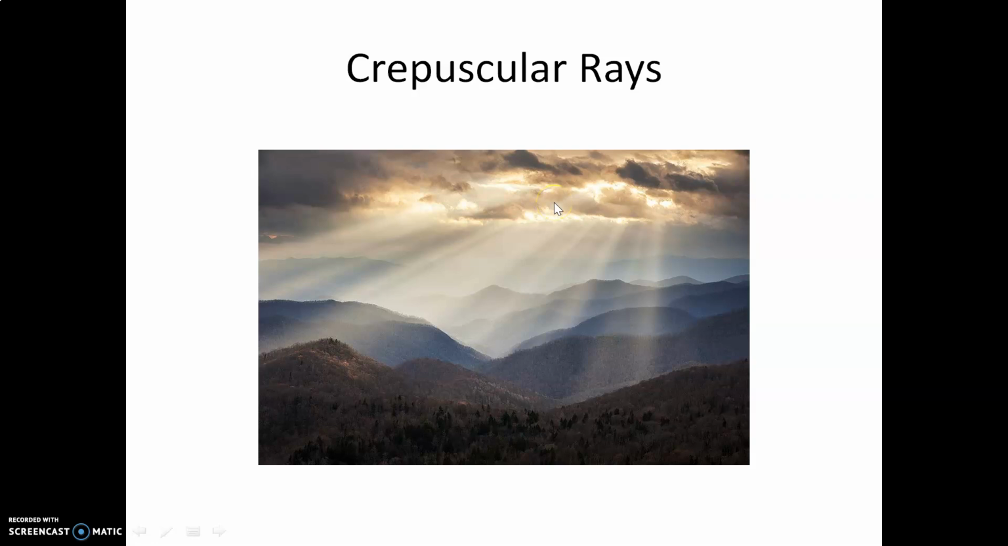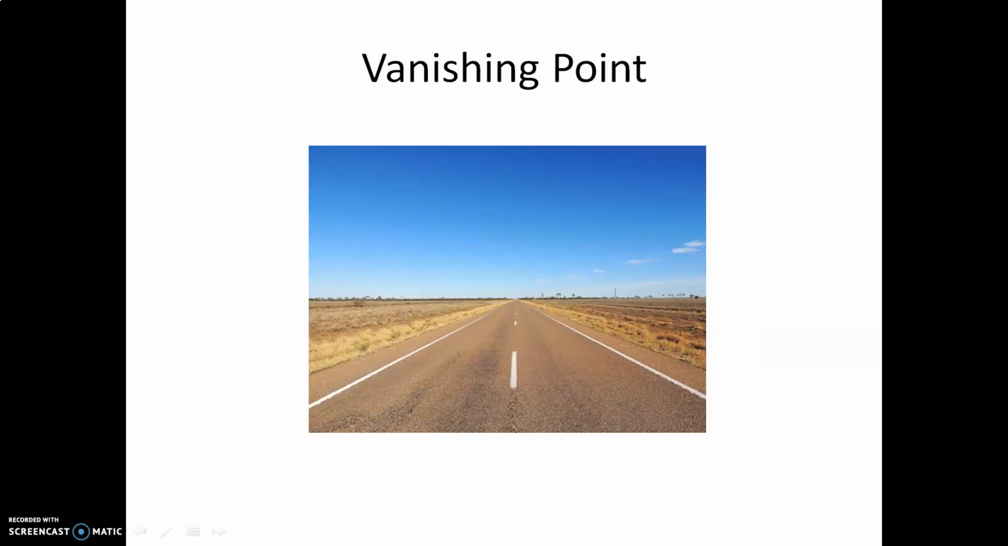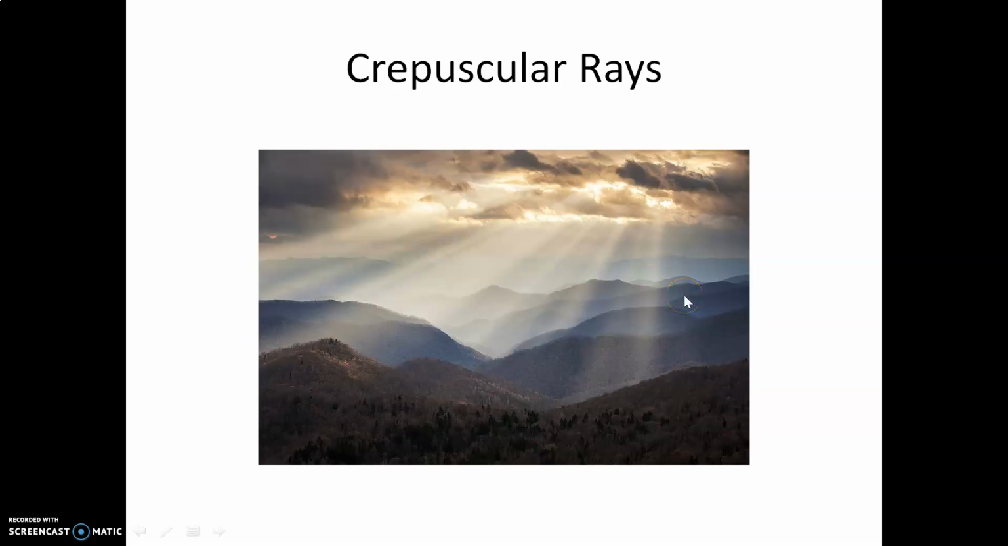You could see the exact same thing, for example, here in this photograph. If you take a look at the white stripes here associated with this road, it looks like the white stripes are converging to a point here in the distance. That's, of course, not the case. The white stripes here are entirely parallel to each other. Same thing with the crepuscular rays here.